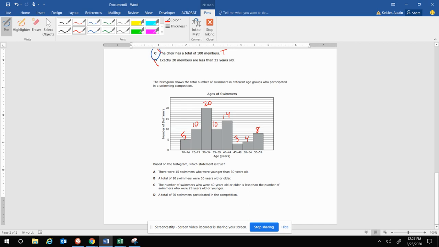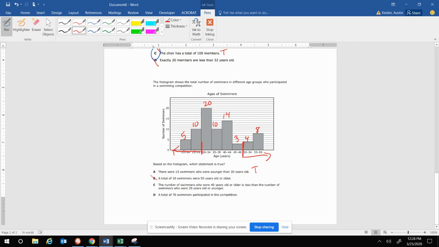Okay. It says, based on the histogram, which is true, there were 15 swimmers who were younger than 30. Well, here's 30 right here. Anything younger than 30 would be over here. So the 20 to 24 section and the 25 to 29 section. Well, there was 10 between 25 and 29, and there's 5 between 20 and 24. So that is true. That's probably going to be our answer, so we'll come back to it. A total of 10 swimmers were 50 or older. Well, if I look, there's 50 or older. That's going to be more than 10, so B can't work.